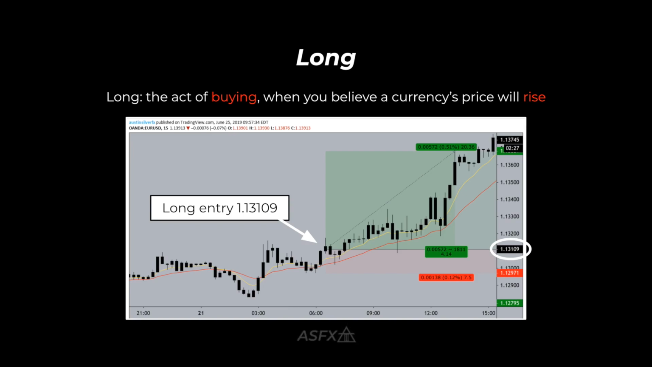Long is the act of buying. It's when you believe a currency pair's price is going to rise. So here in this example on a chart, you can see price goes higher across your screen from left to right. And if you were to enter long here, as you can see, I priced it out at 1.13109. You would then have made money that day because price went higher from left to right. By the end of the day, price was way higher than where you had originally went long down here.